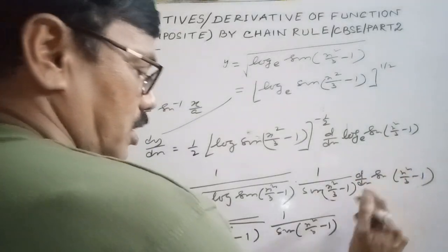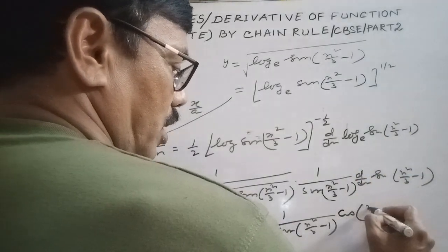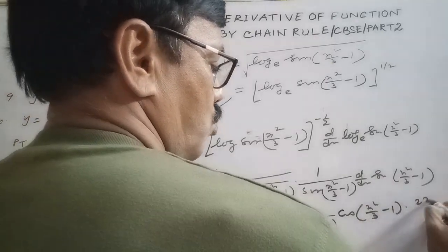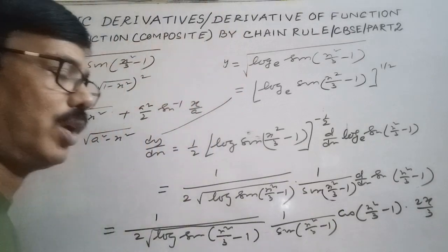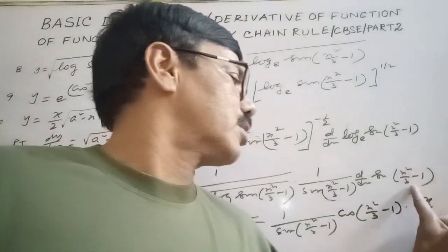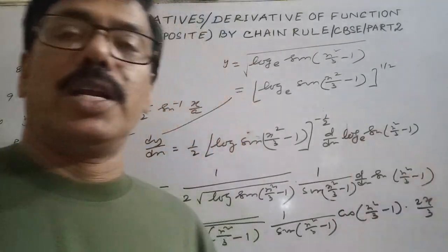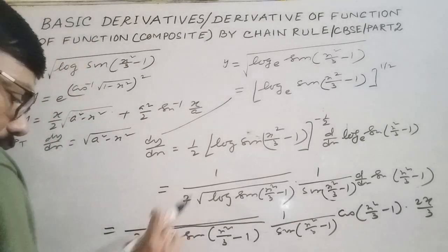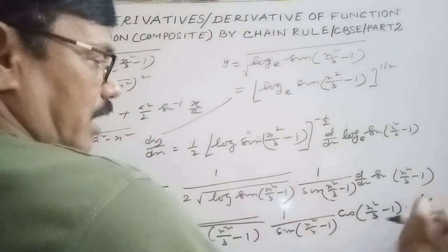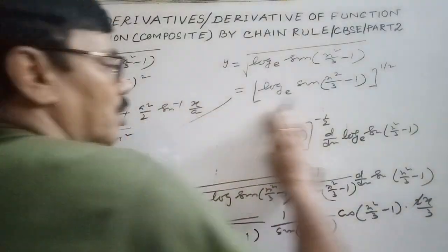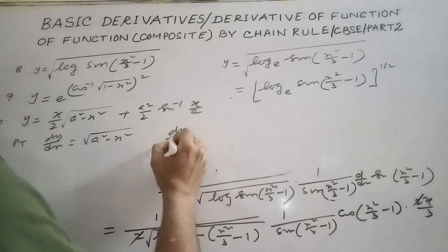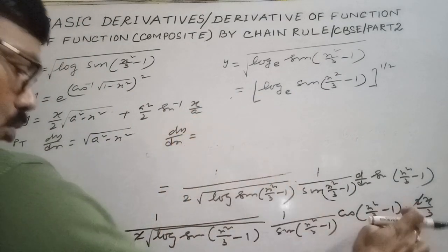So the main function is sin. So cos x² by 3 minus 1 into 2x by 3, omitting one step. The derivative of x² by 3 is 2x by 3. So, what is our final result? This one, these two cancel out. So, finally, what is dy by dx? So dy by dx, the 2 cancels.